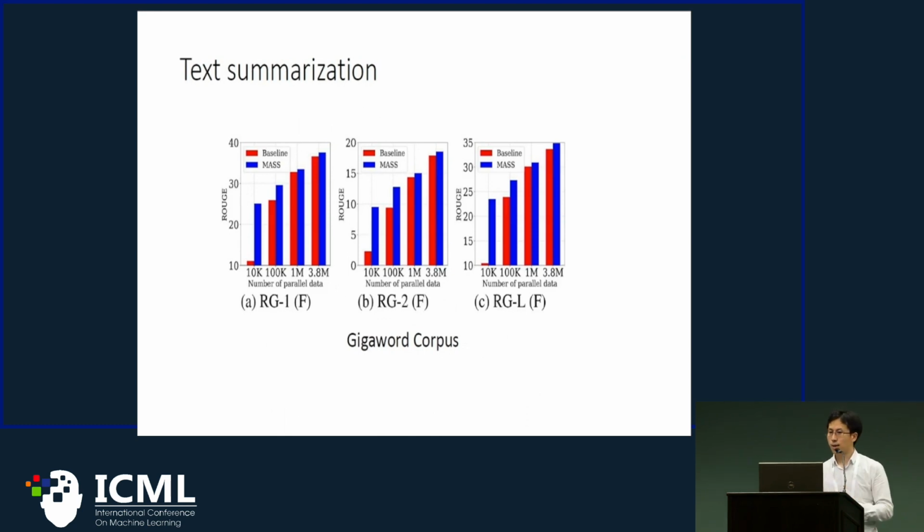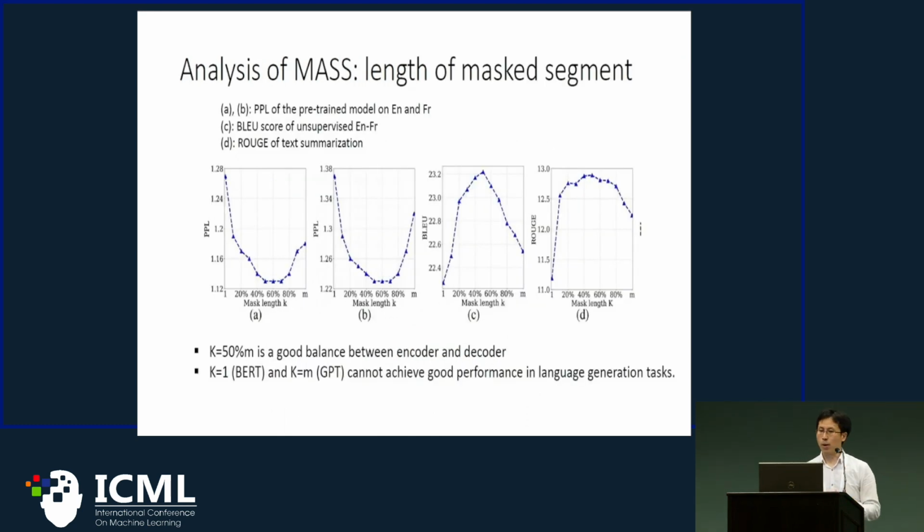Okay. So we also conducted a study on the hyperparameter k. You remember that k is the number of tokens we mask in our model. For different tasks, in the previous two figures, the smaller the better; in the last two figures, the larger the better. Roughly speaking, if we mask half of the sequence, we achieve a very good balance between the encoder and the decoder, and we get better performance. Remember that k equals 1 is similar to BERT, and k equals m is very similar to GPT. So that means BERT and GPT are not very good for language generation, especially sequence generation tasks.